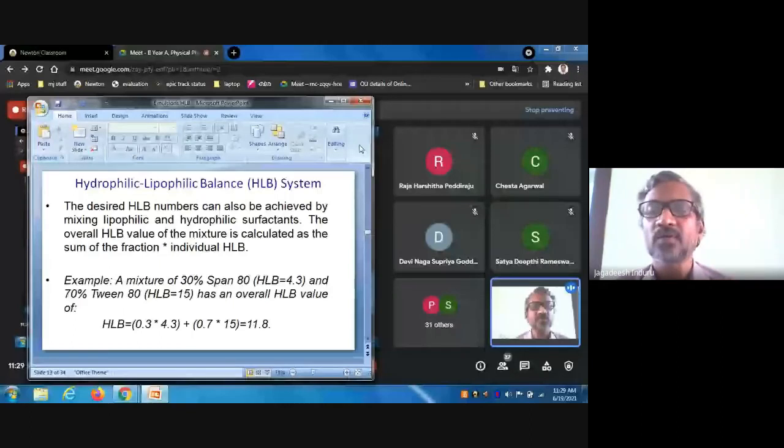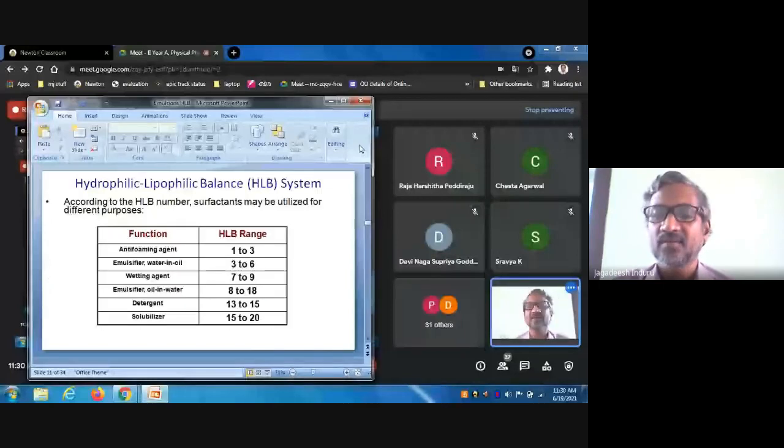So we use that particular one as an excipient according to this table, wherever we want to use it. Because we are concentrating on emulsions, we are taking the HLB value 3 to 6 for water in oil and 8 to 18 for oil in water. GPAT questions. So this is required to be known and you need to memorize.